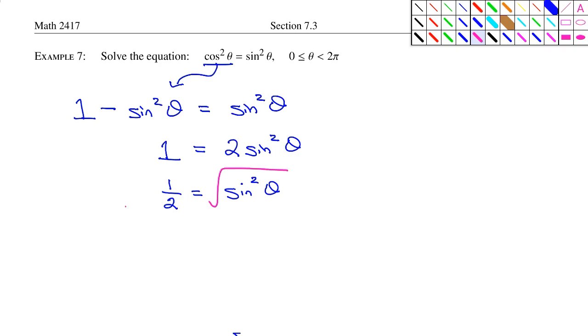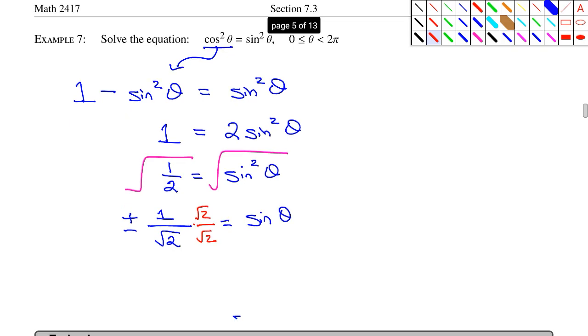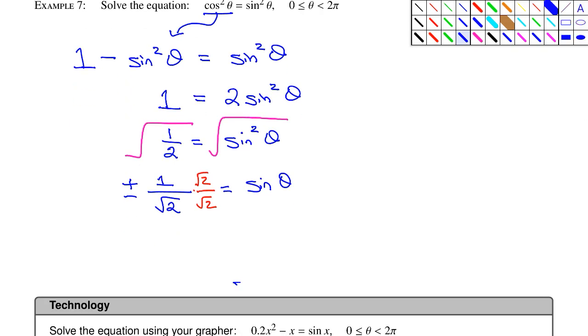Take the square root of both sides. This is going to be plus or minus. The square root of 1 is 1, and the square root of 2 is root 2. This is equal to the sine of theta. Rationalize the denominator by multiplying by root 2 over root 2. And we get plus or minus root 2 over 2 is equal to sine of theta.